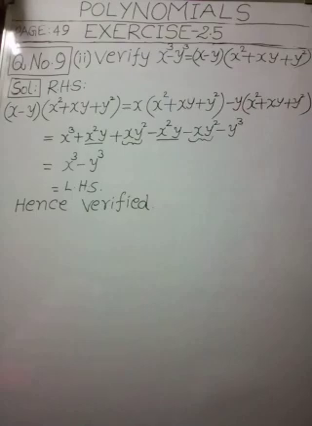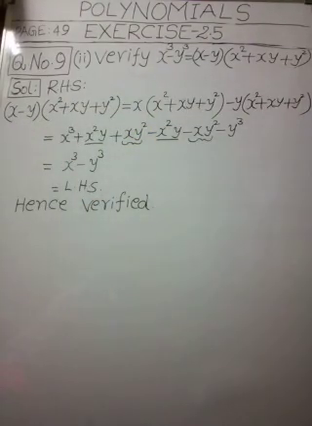In the next questions we use this one as a formula. This is also an algebraic identity. The two questions in Roman number 9 will be used in the future as algebraic identities. This can also be considered an algebraic identity. Okay, my dear children, so learn this formula also well.